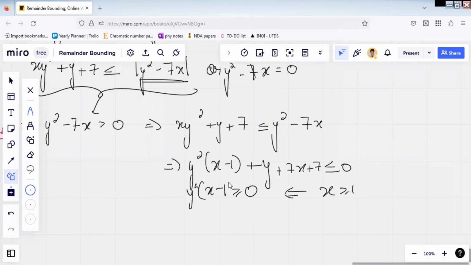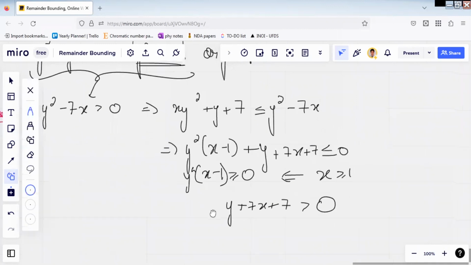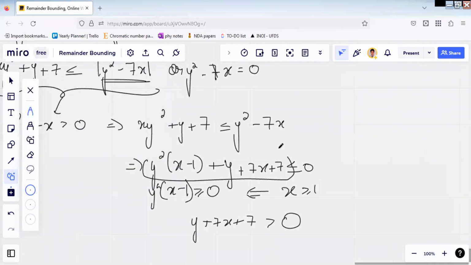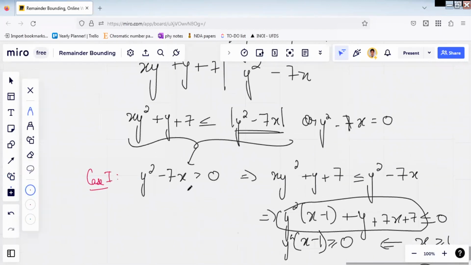And so y square times this thing is at least 0. And we know that y plus 7x plus 7 is obviously greater than 0. You can strengthen the bound, but you don't really need that. Which means that this whole summation should be greater than 0. But this says that it should be at max 0, which is a contradiction, right? Which means that this is not possible.